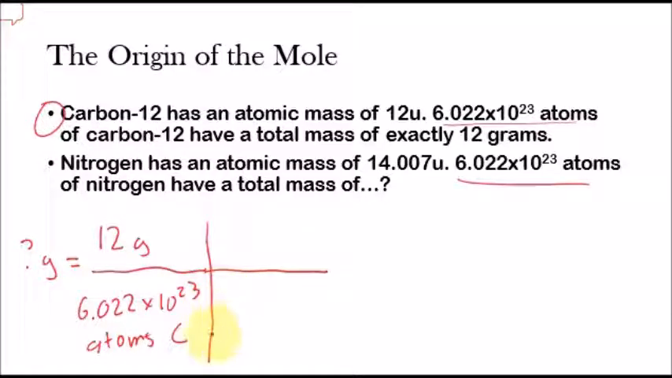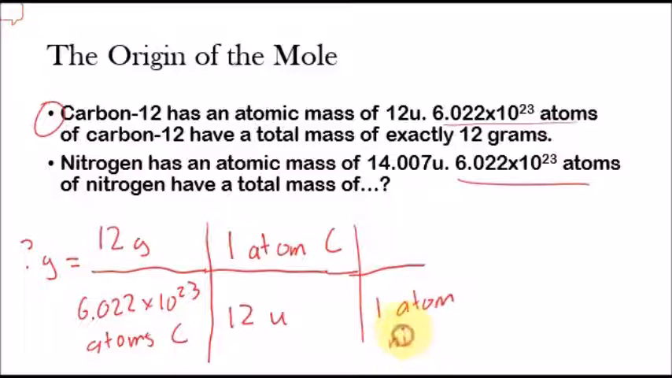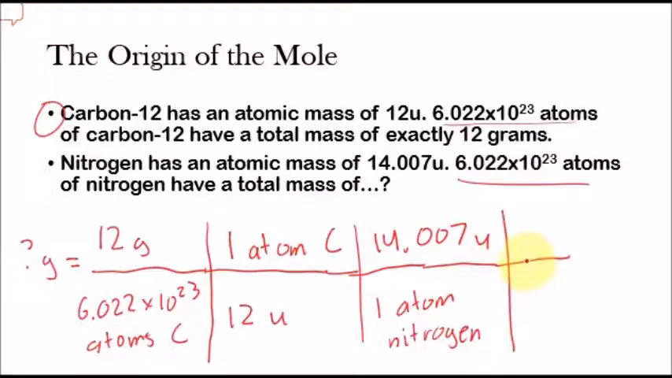We also know that one atom of carbon, and this is carbon-12 by the way, has an atomic mass of exactly 12 U. Now from here, one atom of nitrogen, we can use the fact that nitrogen has an atomic mass of 14.007 U. And then the final thing we have is the mass of 6.022 times 10 to the 23rd atoms of nitrogen.